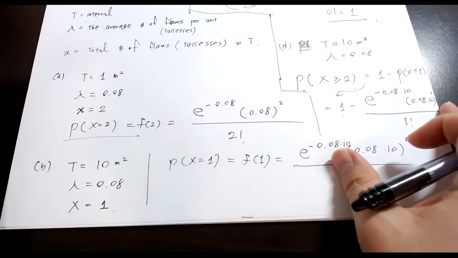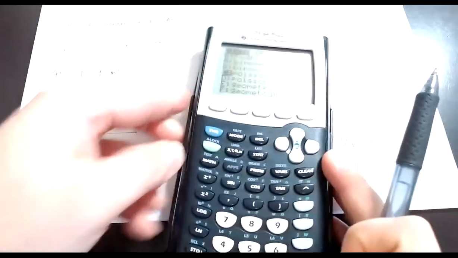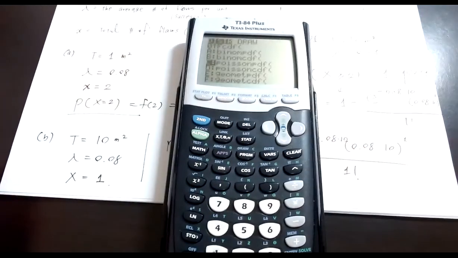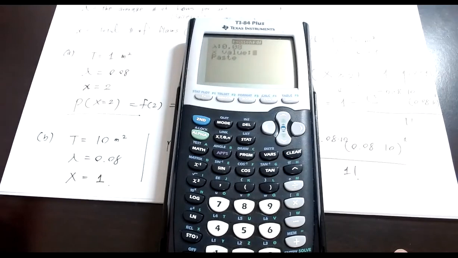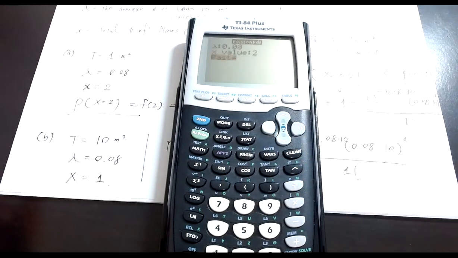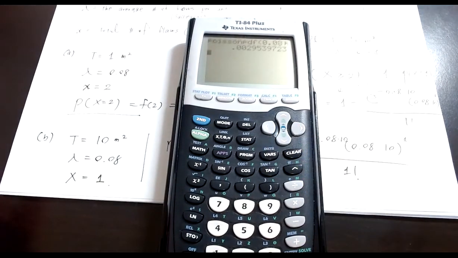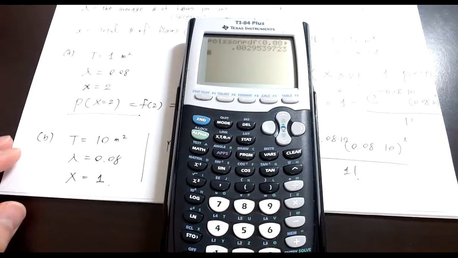Let's see, A. Okay, so in using the Poisson PDF, lambda is 0.08 and the x value is 2, right? We got 0.0029. Okay, and then let's see problem B.